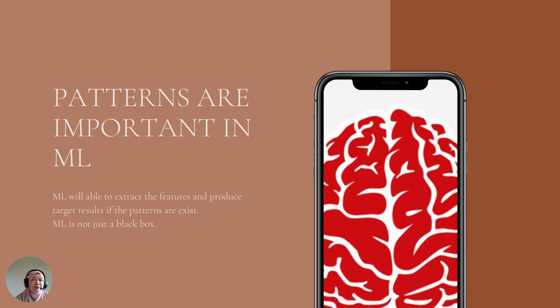Even though many people say that machine learning is just a black box, it's not. It's actually trying to derive a mathematical equation in order to understand the relationship between the features, which is the input that you feed in, and the target output. So if there is a relationship, then the equation can be created.